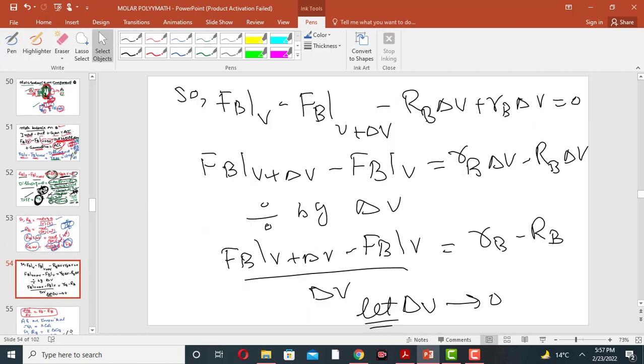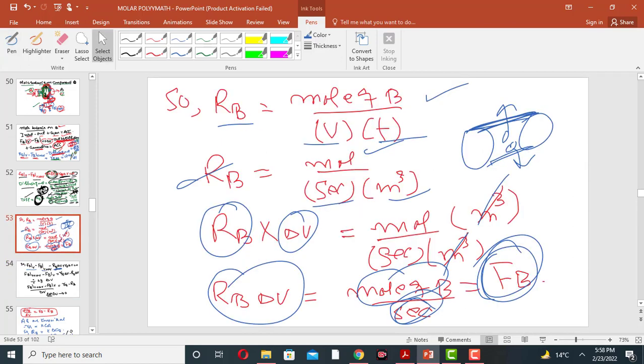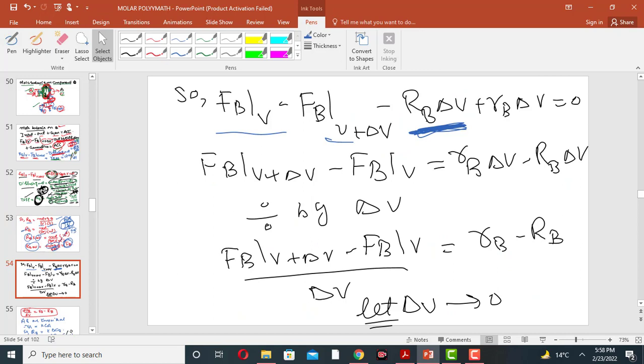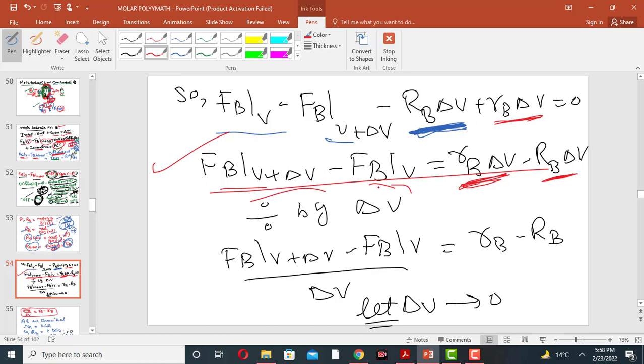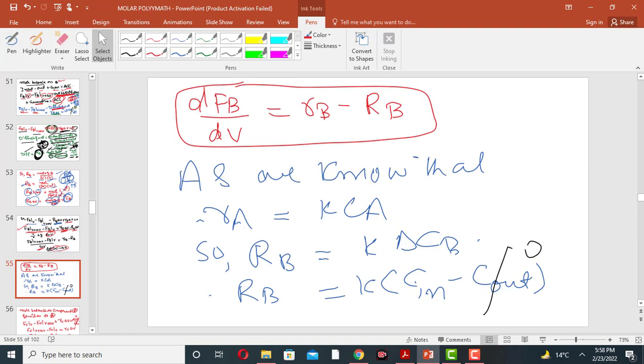Now this is the inlet, outlet, plus the diffusing out, moles of B diffusing out through the side of the membrane, like this one. This is FB. And again this is the rate of generation term. So again rearrange this equation: FB out minus input, the rate of generation, diffusing out. Divide this whole equation by delta V, and let delta V go to 0, then we will get this equation.